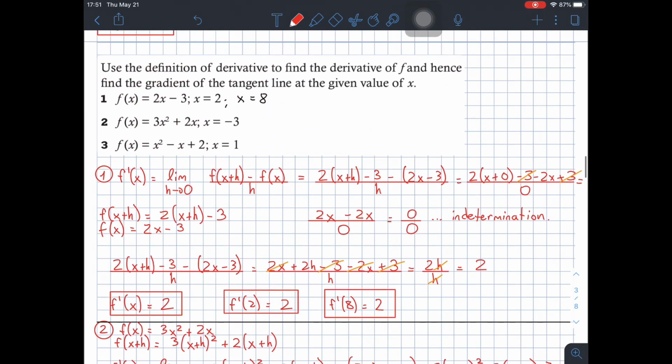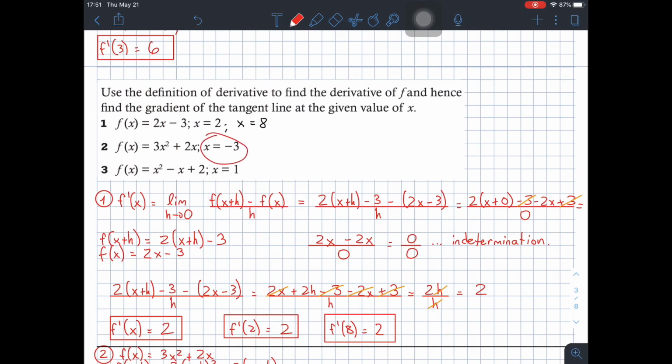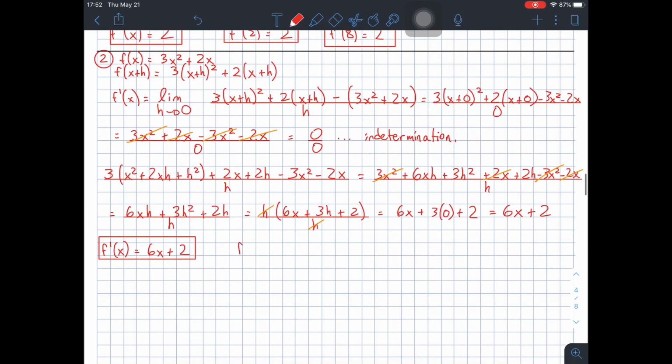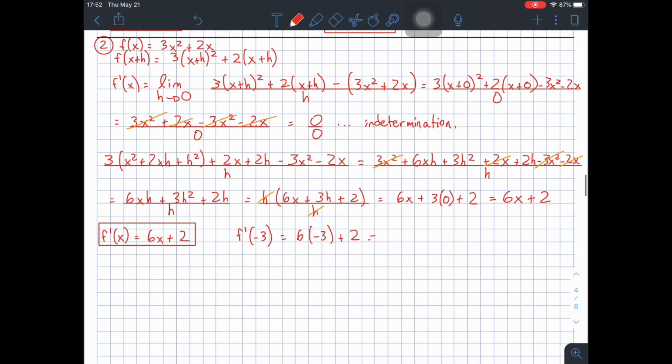So we want to evaluate this gradient function for x equals -3. So what we're going to do is basically find f prime of -3. And that means replacing the value of x with -3. So this is 6 times -3 plus 2. And this is equal to negative 16, right?